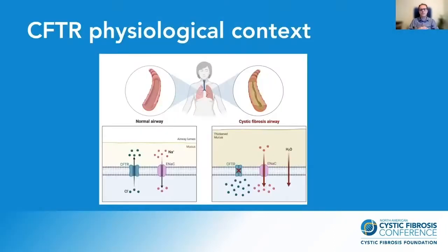We know that cystic fibrosis is a genetic disease caused by mutation of the CFTR gene. CFTR is a protein that is important to maintain a proper composition of the mucus of the airways. When CFTR is not functional or is not expressed, we see a thickening of the mucus. There is a phenotype that is typical in cystic fibrosis.